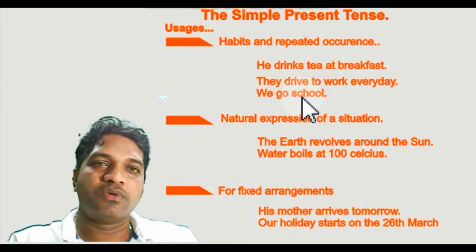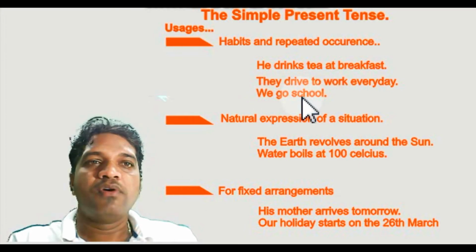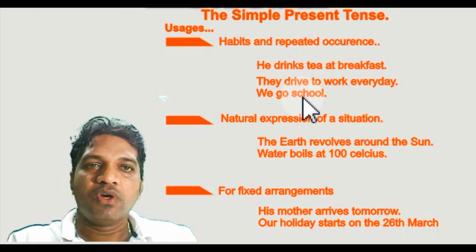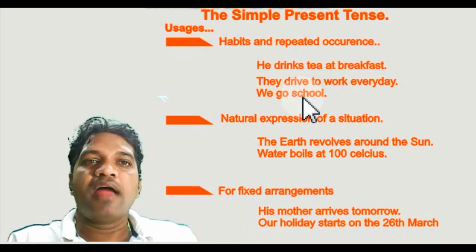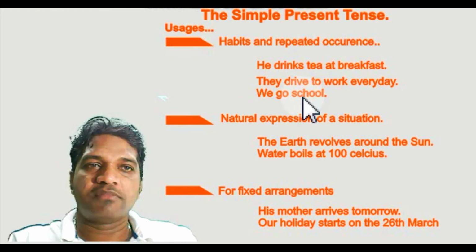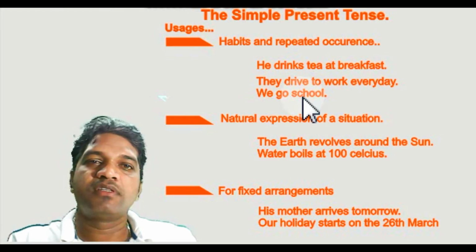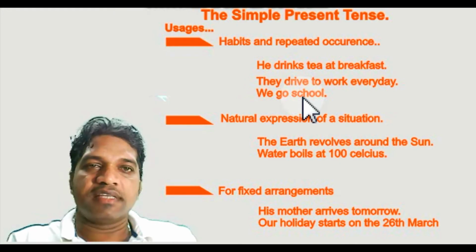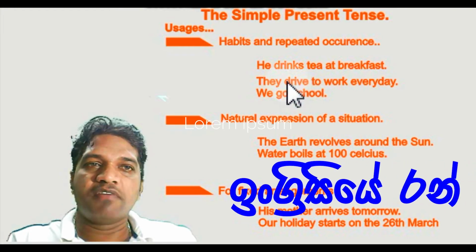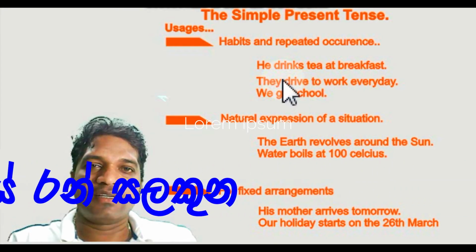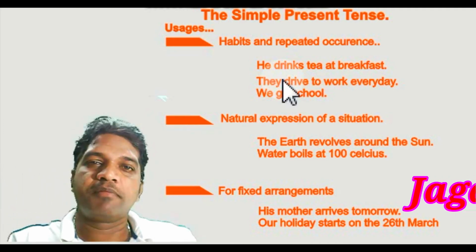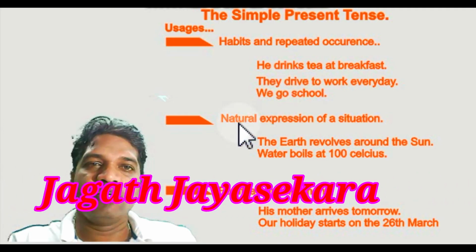We go to school. This one is also a repeated action. Yesterday also we went to school. Today also we are going to school. And tomorrow also we will go to school. That means normally, as a habit, we go to school on weekdays. That is the first usage. You understand? To tell about our habits and repeated actions, we use the simple present tense. There are three uses here.